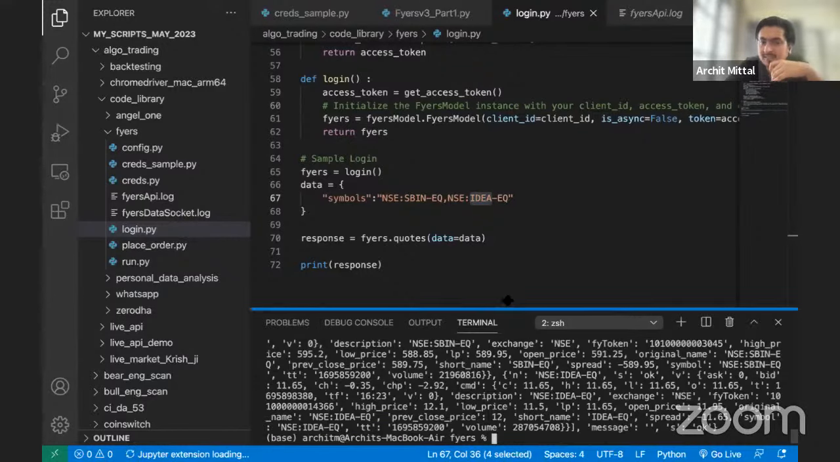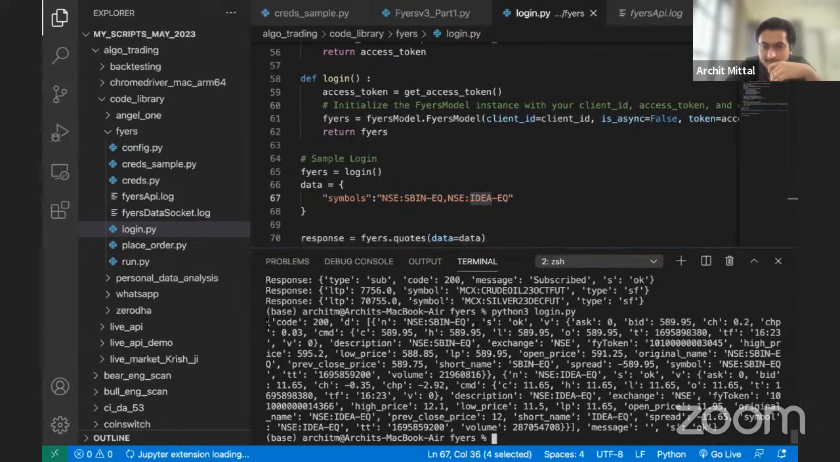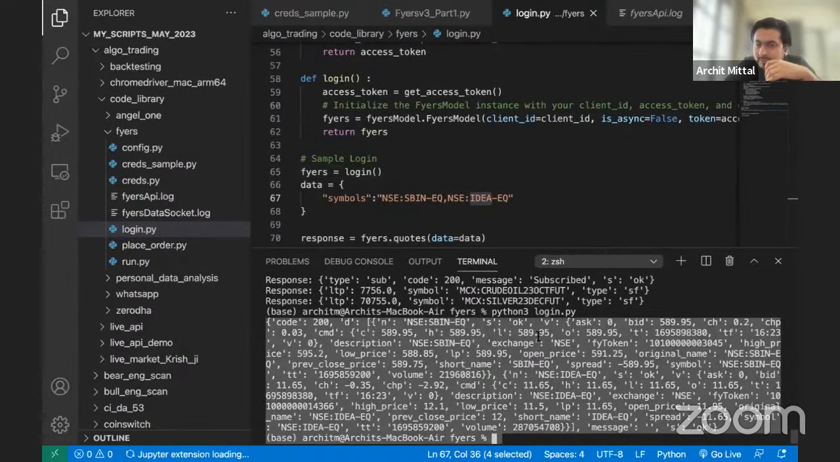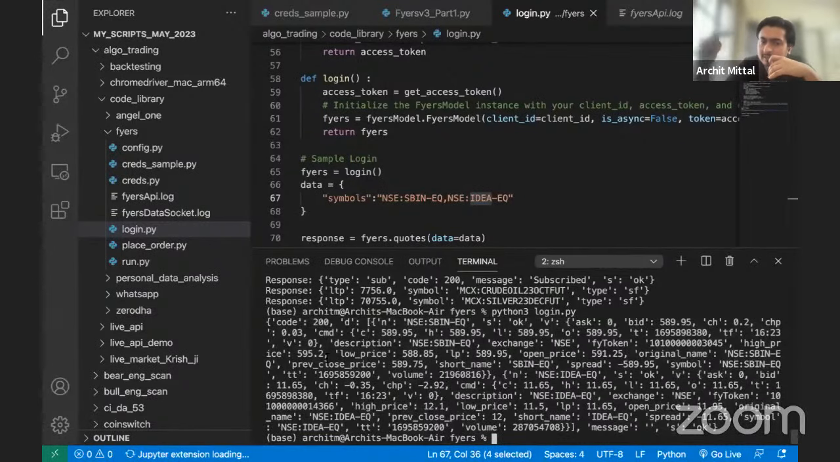So you can see there are many things coming here. If I show you, you can see bid, ask, and the description, the symbol name, the exchange it is coming from, the original name, and all these things are coming one by one. You can use this in your code. If you are using a positional strategy or a swing trading strategy, you can go and check every 5 minutes, 2 minutes or 1 minute whether the price is what I want or not.